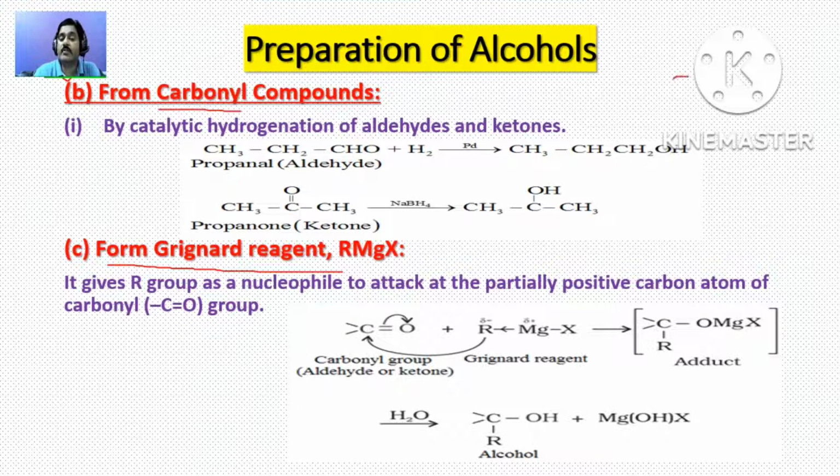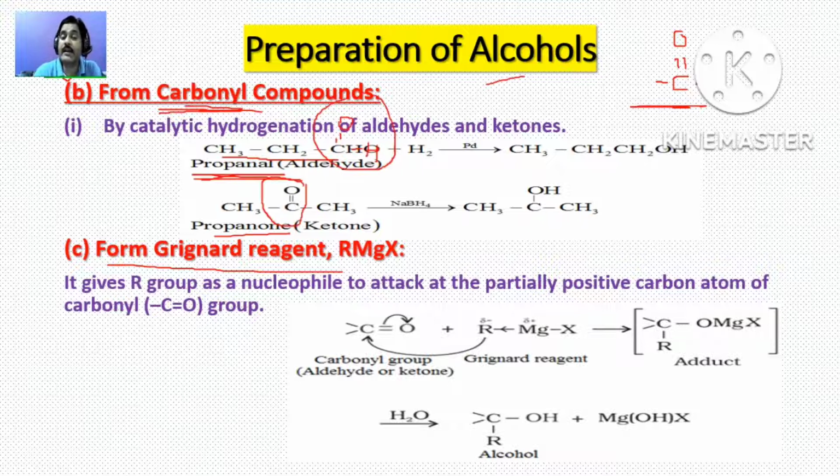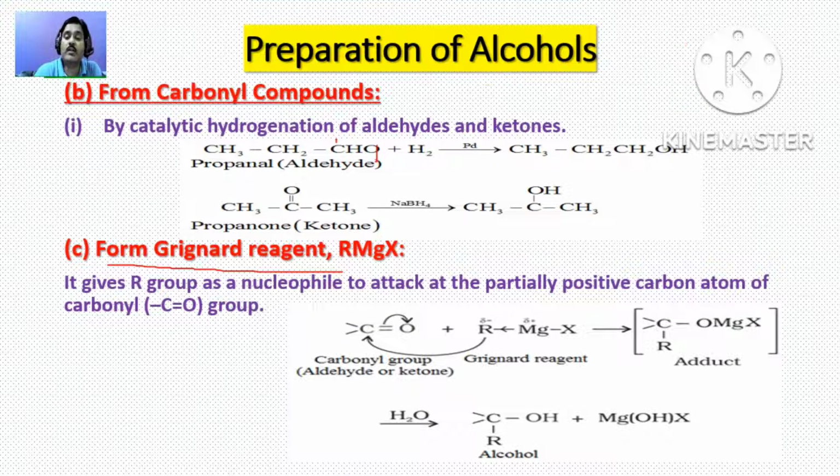What are carbonyl compounds? Those compounds which have a carbonyl group, meaning carbon double bond oxygen, and the compounds having the carbonyl group are called carbonyl compounds. Aldehyde and ketone both are called carbonyl compounds. So we can prepare alcohols from carbonyl compounds.